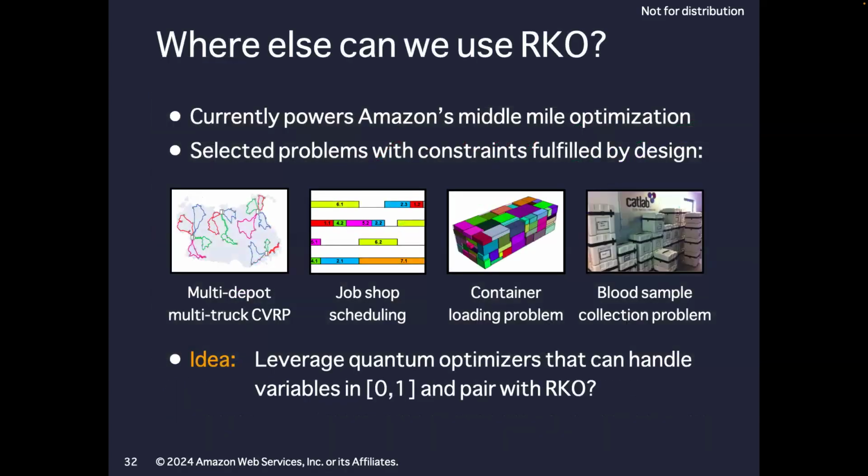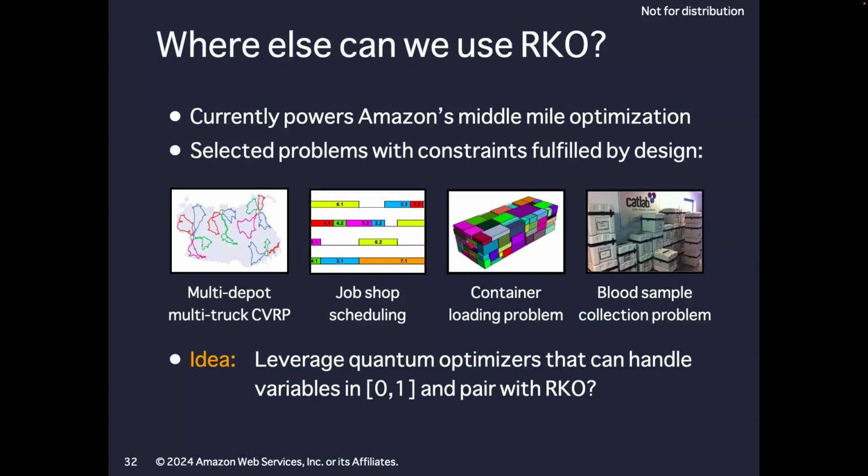Now let me get back to RKO. As I said, it currently powers middle-mile optimization. And I show you here a selection of 4 problems where the decoders will always fulfill the constraints. So one is multi-depot, multi-truck capacitated vehicle routing, job shop scheduling, container loading problems, and then the blood sample collection problem, which is basically a vehicle routing problem with time windows. You want to make sure that whatever biological substance you're transporting gets to its destination in time.